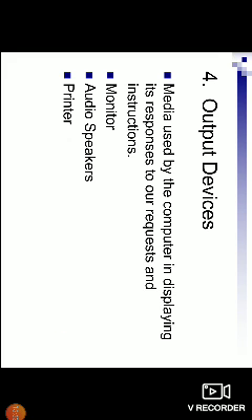Next, output devices. Here, the media used by the computer in displaying its responses to our requests and instructions. Monitors, audio speakers and printers are the output devices. Output devices means it displays the information on the monitor or on paper using a printer, and it gives a sound using audio speakers. So simply, it displays the information, result or data, maybe on a computer, or on paper using a printer, or as sound using audio speakers.